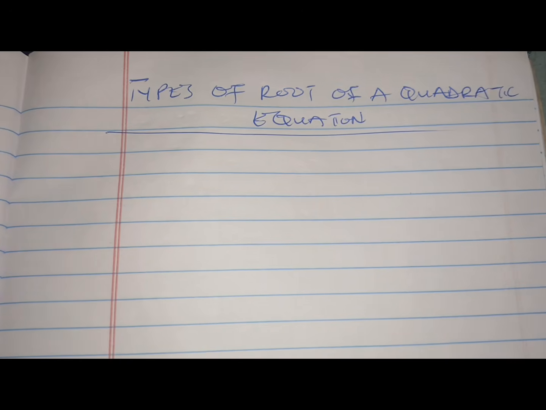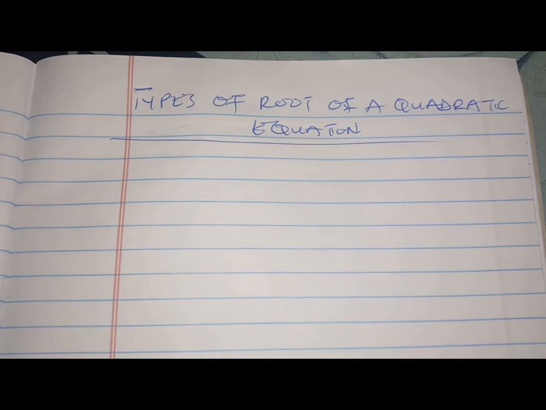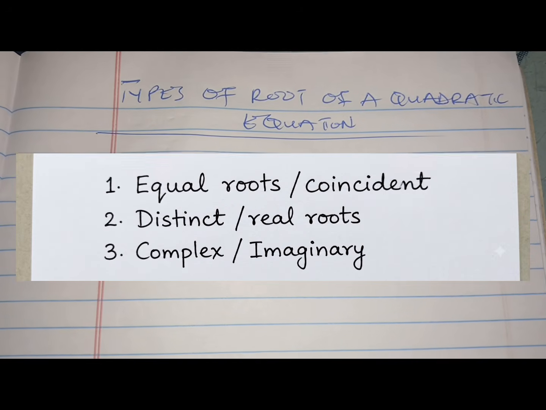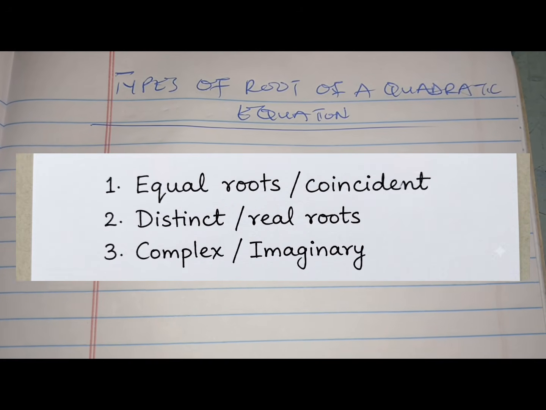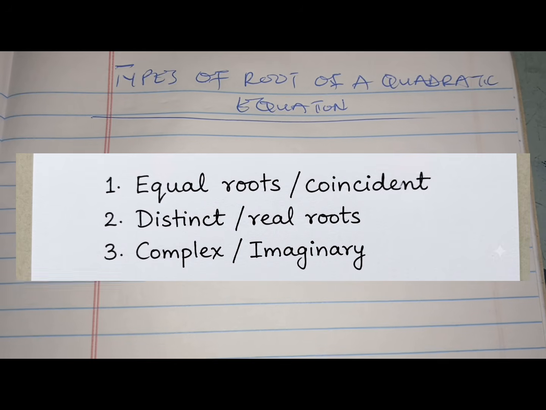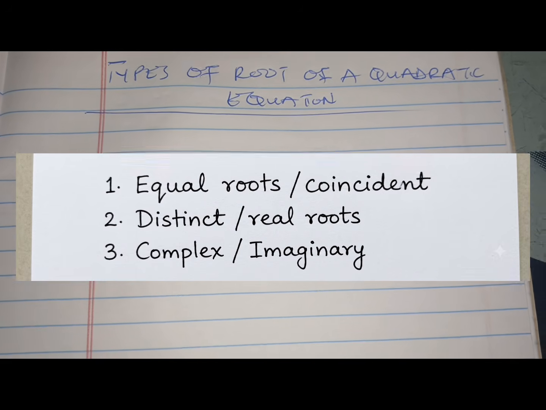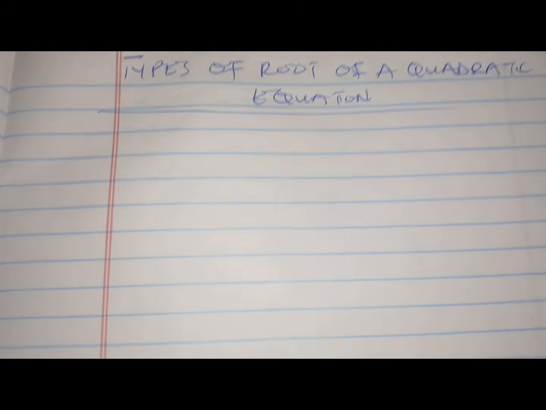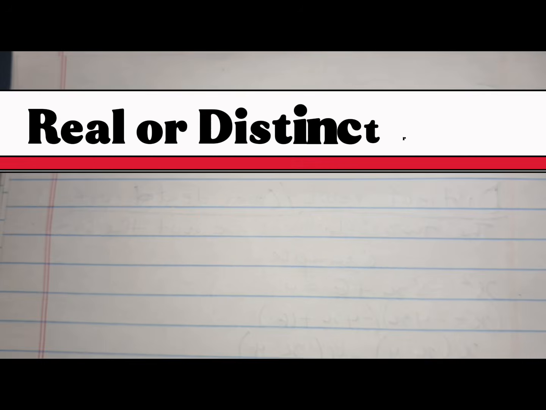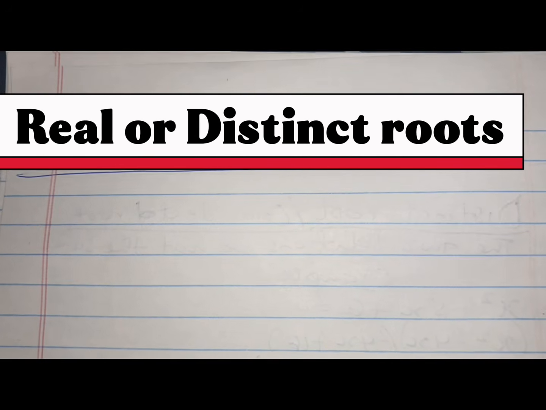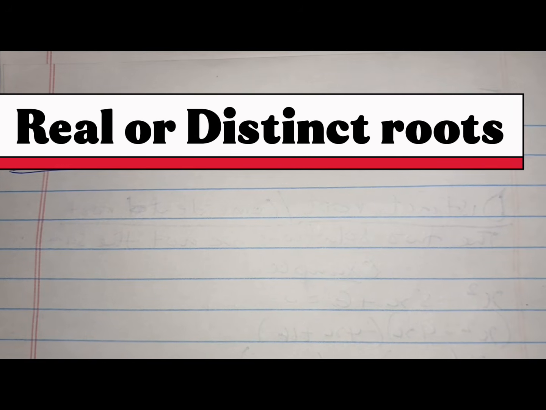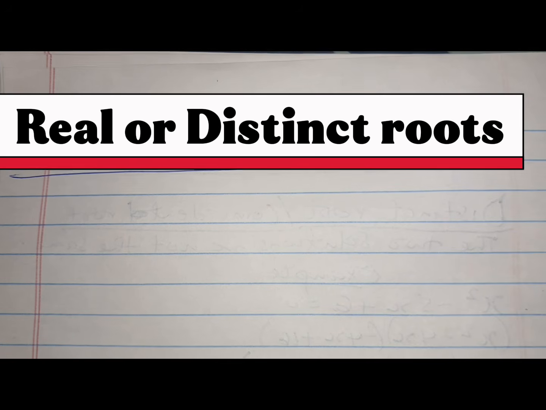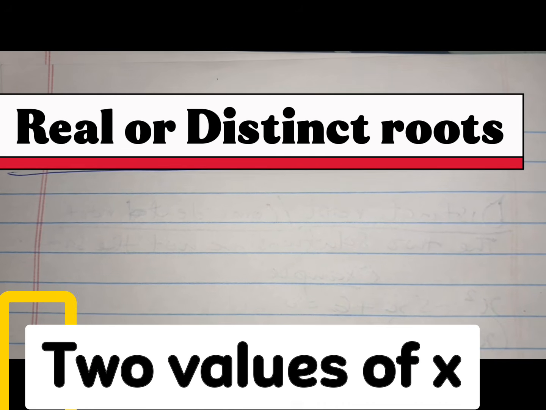Let's try to understand why the root of a quadratic equation is termed as equal roots, distinct roots, or real roots, and complex or imaginary roots. Let's begin with distinct roots. We say roots are real and distinct when after solving a quadratic equation, you end up getting two different roots. Let's say two different answers.